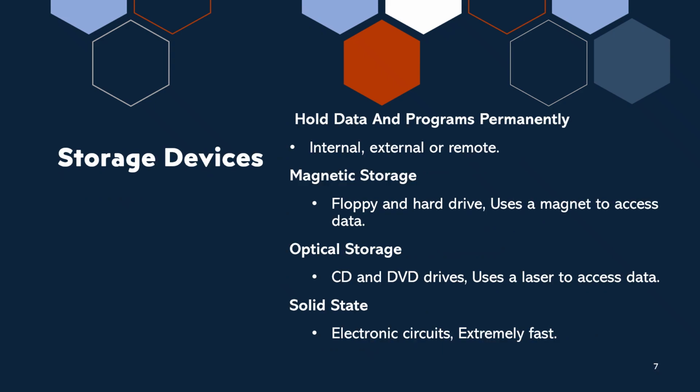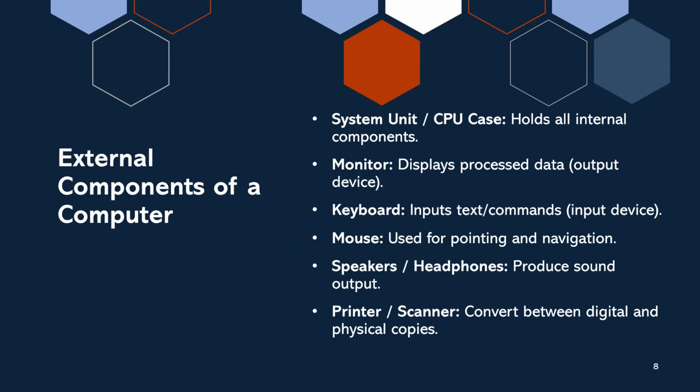Storage devices hold data and programs permanently. They can be internal, external or remote. Magnetic storage: floppy and hard drive are examples of magnetic storage, which use magnets to access data. Optical storage, like CD and DVD drives, use a laser to access data. Solid-state uses electronic circuits and is extremely fast.